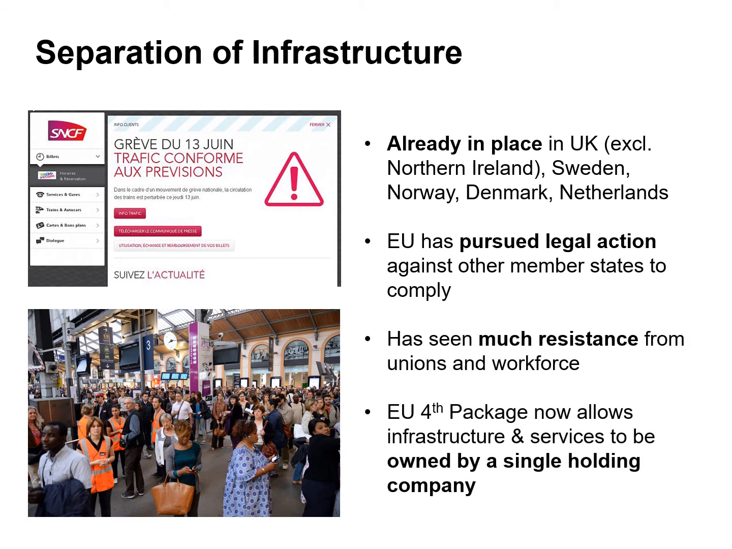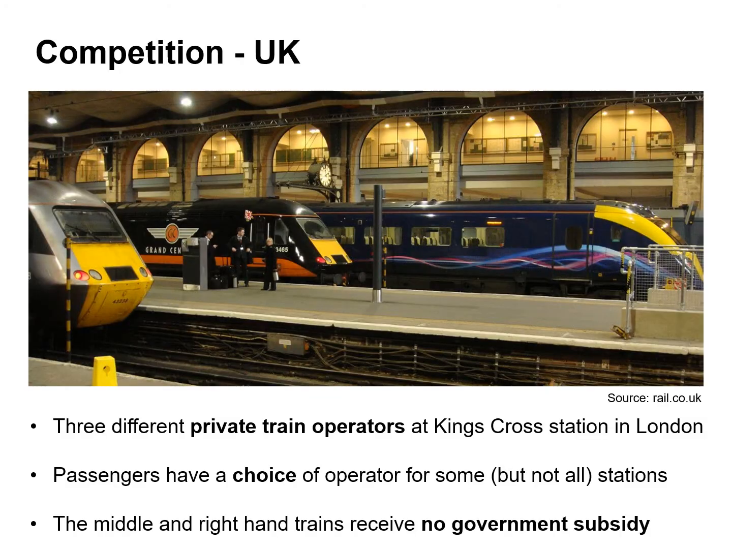So the separation of infrastructure is already in place in the UK, also in Sweden, Norway, Denmark and the Netherlands. The EU has pursued legal action against other member states to comply, and this has seen much resistance from unions and workforce. The fourth package now allows infrastructure and services to be owned by a single holding company. So this photograph shows 3 private train operators at King's Cross Station in London. Passengers here have a choice of operator for some, but not all stations. The middle and right-hand trains receive no government subsidy.